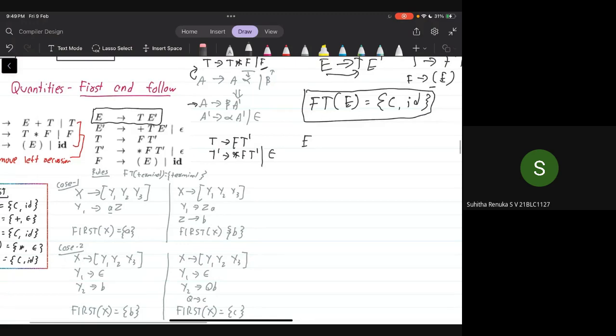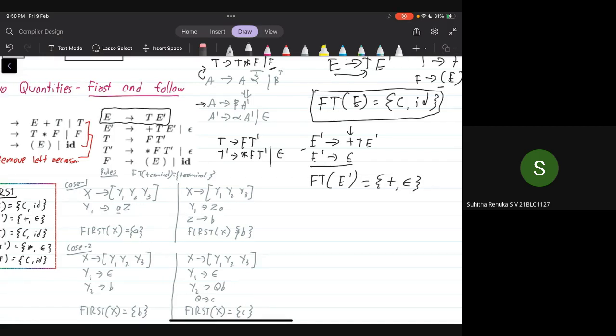See, E dash goes to plus T E dash, or E dash goes to epsilon. You're now finding first of E dash. What is first of E dash? When you go inside E dash, the first thing you see is a plus. So you write plus. And you also have this transition, which is E dash goes to epsilon. So you also take this. So that's your answer. If you see the grammar here, there is no other place where E dash is on the left side.